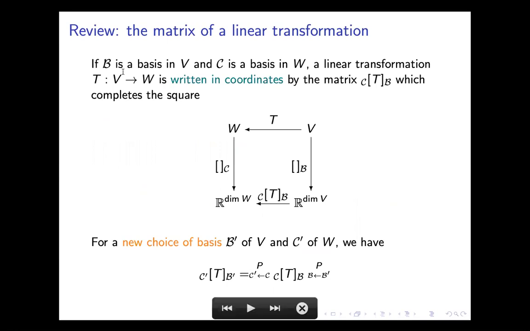If B is a basis in vector space V, and C is a basis in vector space W, and we have a linear transformation T from V to W, it is written in coordinates by the matrix of that linear transformation T_CB, which completes the square and makes the square commutative. For a new choice of basis B prime of V and C prime of W, we have the following rule of the change of the matrix of the linear transformation.